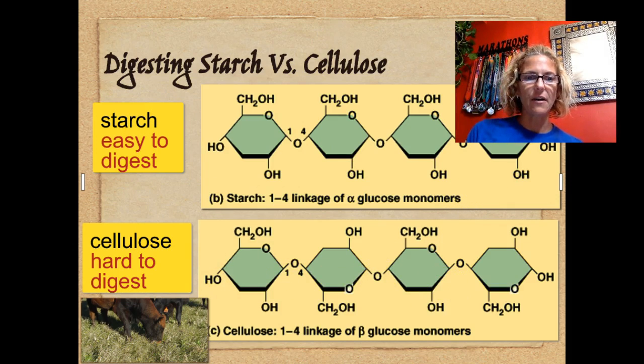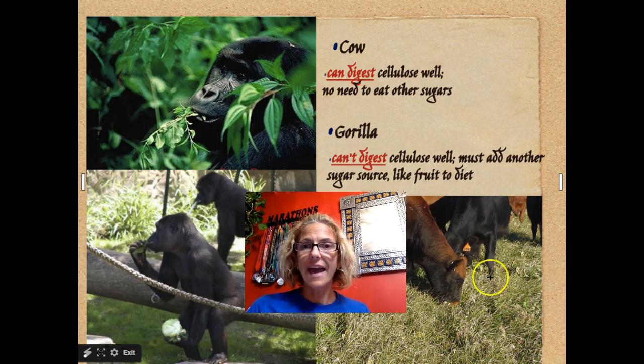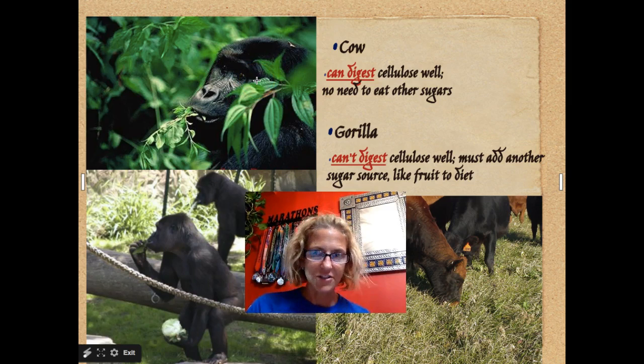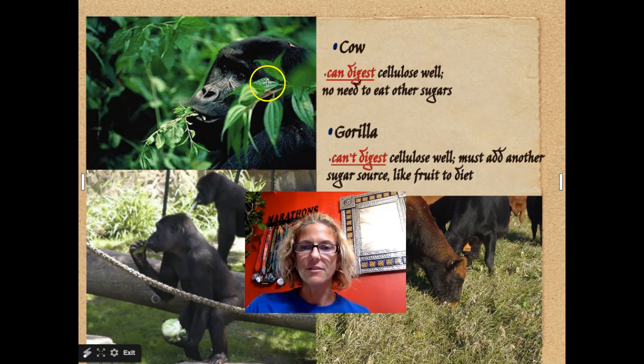So we can't break these down unless we're a ruminant organism that have bacteria living in one of our stomachs. So the cow can digest cellulose because they're ruminant organisms and they have bacteria living in one of their stomachs. The gorilla, however, cannot digest cellulose. That makes sense. They're the closest relative to us between these two animals, correct? So they must add another sugar source like fruit to their diet. So you see them eating bananas a lot, and then they can get their carbohydrates that way.